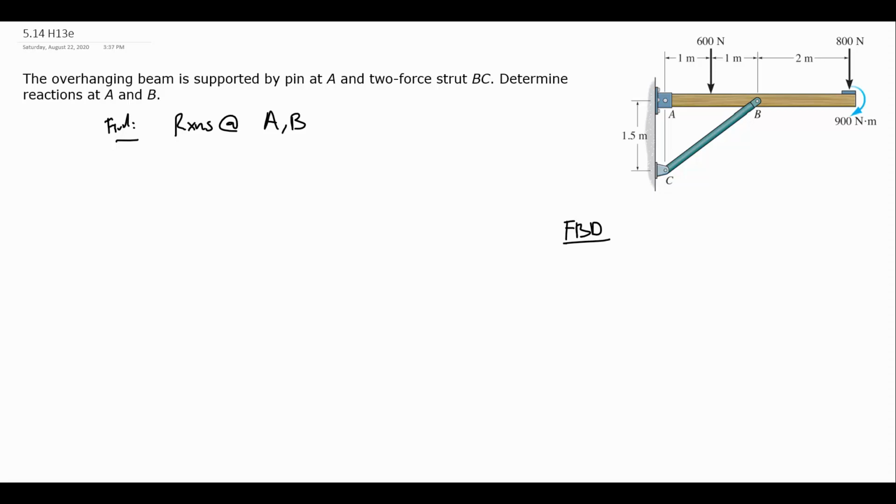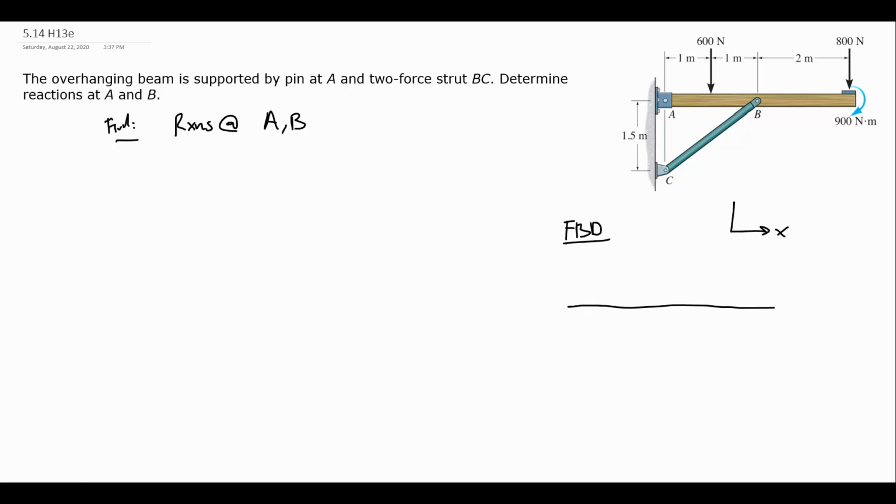So here, since we need to know the reactions at A and B, the pin itself at A cannot be included in our object because we need to see what the pin does to the object. And this bar from B to C cannot be included because we need to know what the bar does to the remaining object at B. So our free body diagram in this case will be the object is going to be the wooden piece that goes from A to B to the end. So that is going to be our object of interest.